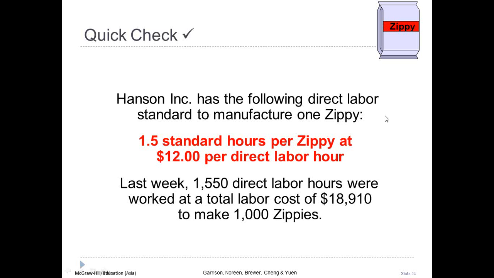Let's return to the Hansen Company and compute labor variances. The direct labor standard to produce each zippy is 1.5 hours at $12 per hour. Last week it took 1,550 direct labor hours to produce 1,000 zippies, and the total labor cost was $18,910. Next, we will see several questions based on the information on this screen.